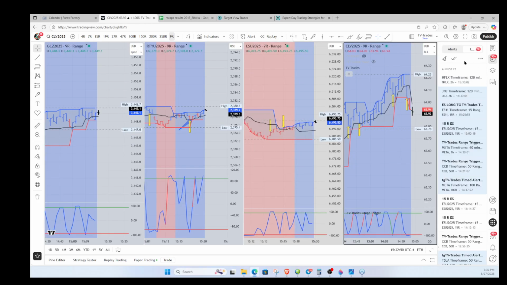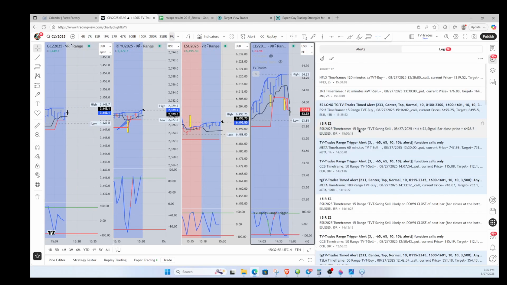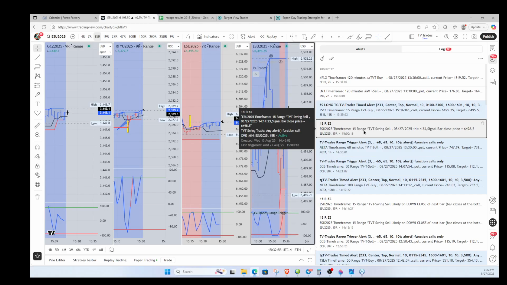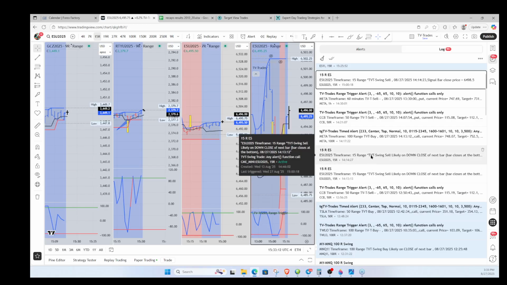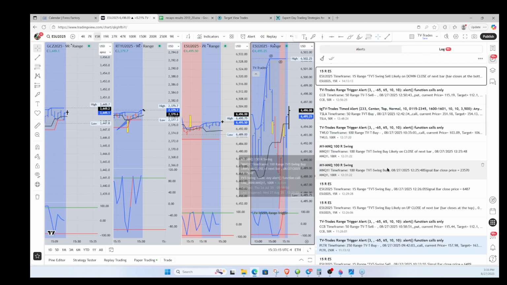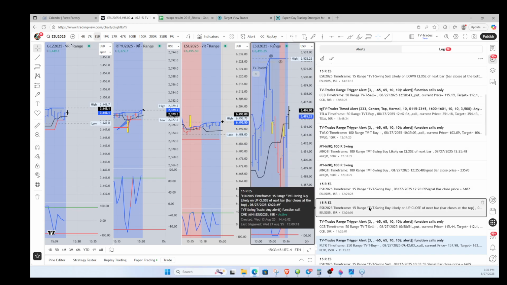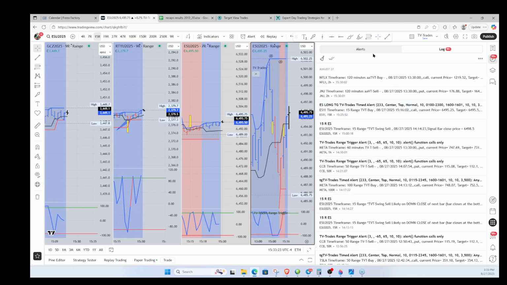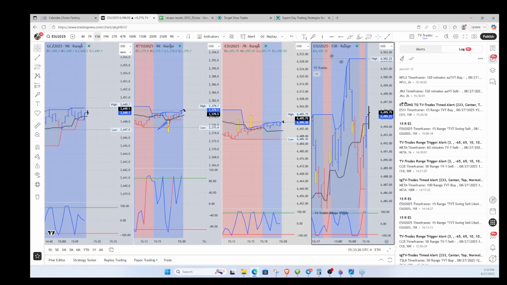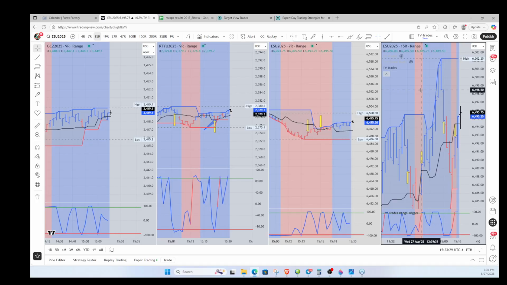In the alerts, and this is the log. This right here is a 15 range ES swing trade signal that triggered earlier today. Now I don't have it on there, but see how it begins with an asterisk? It says TVT swing. When it begins with an asterisk, that's got the most recent swing trade stuff. That one right there, that one right there, this one right here, and this one right here. Were those out today? I don't know.